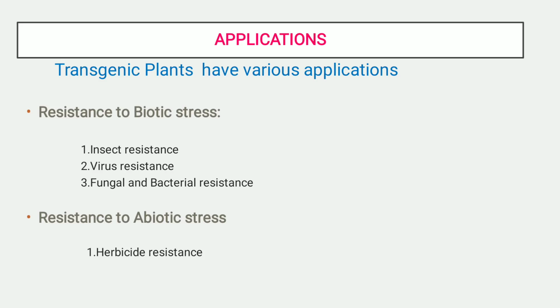Next, coming to the applications. The transgenic plants have various applications. So, you can produce transgenic plants resistant to biotic stress. Biotic stress means insect resistant plants, virus resistant plants, fungal and bacterial resistance can be introduced. At the same time, resistance to abiotic stress, the herbicide resistant plant.